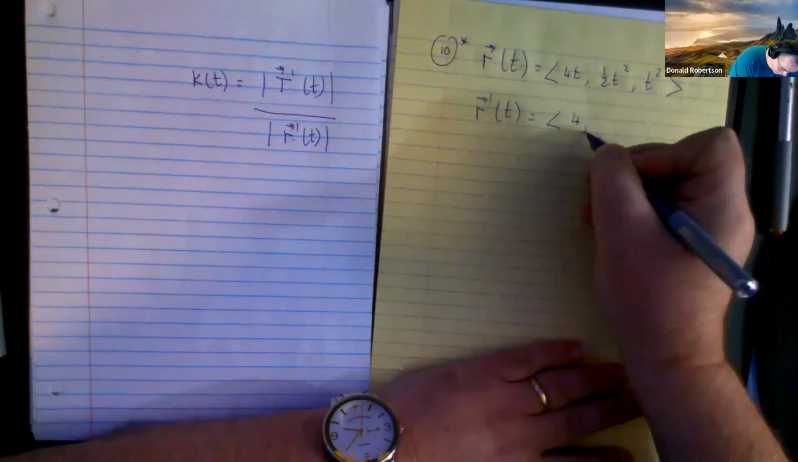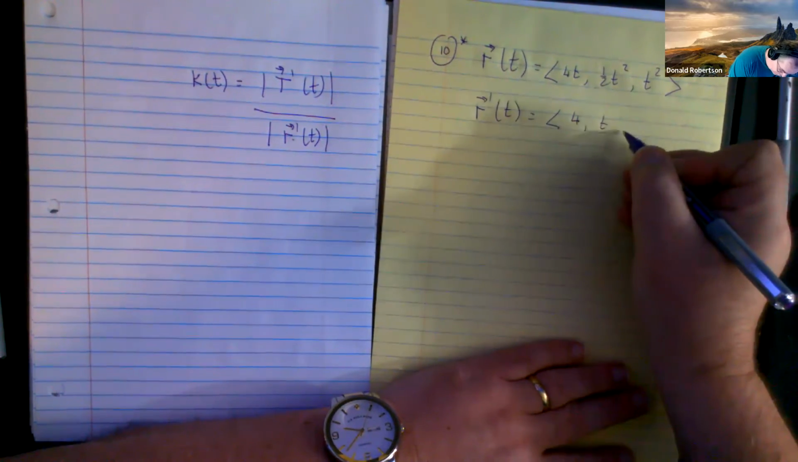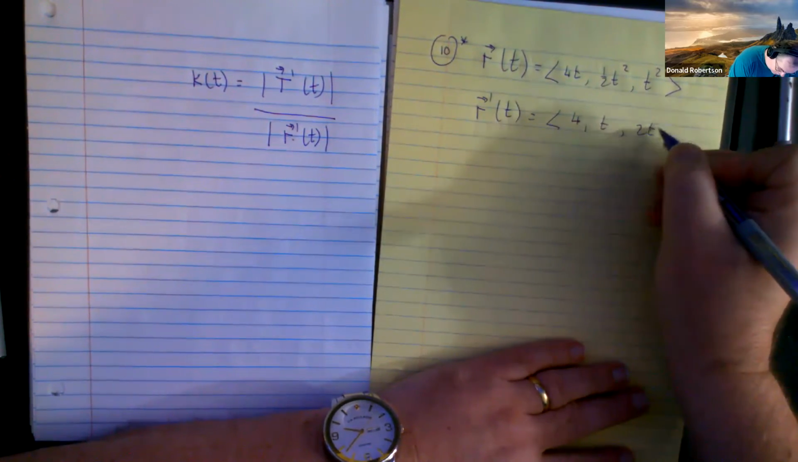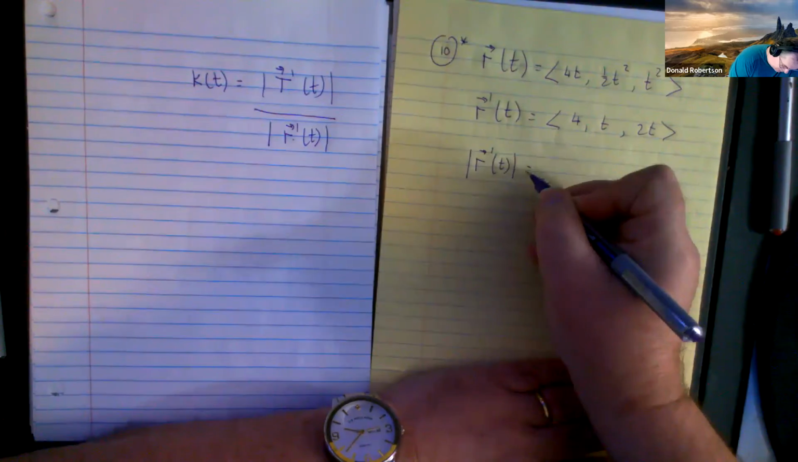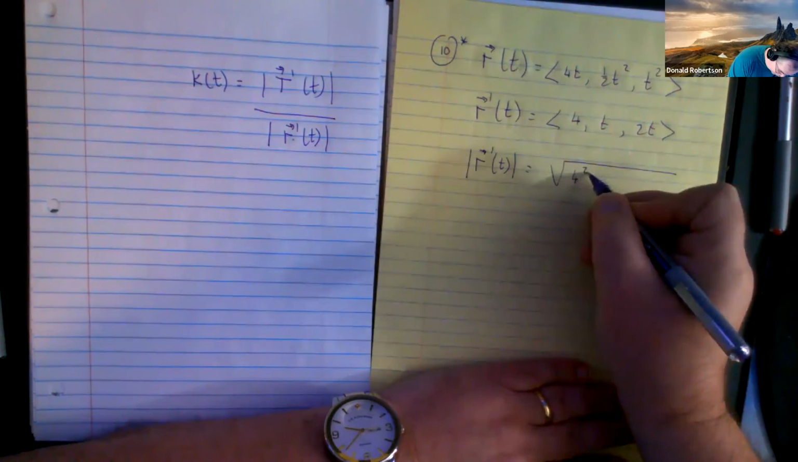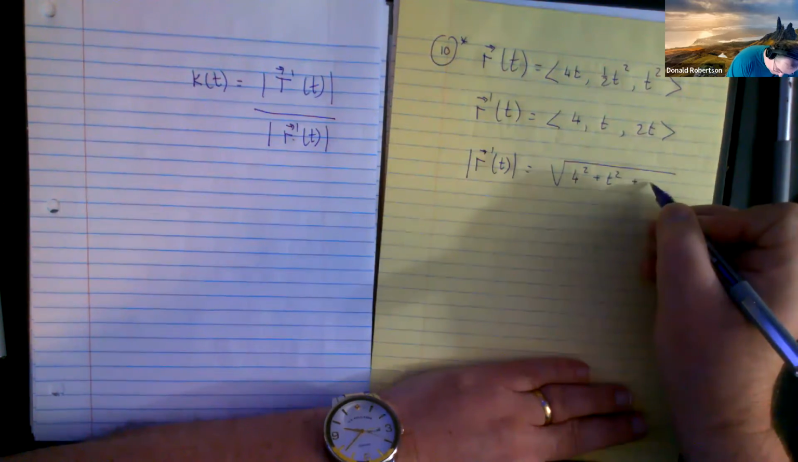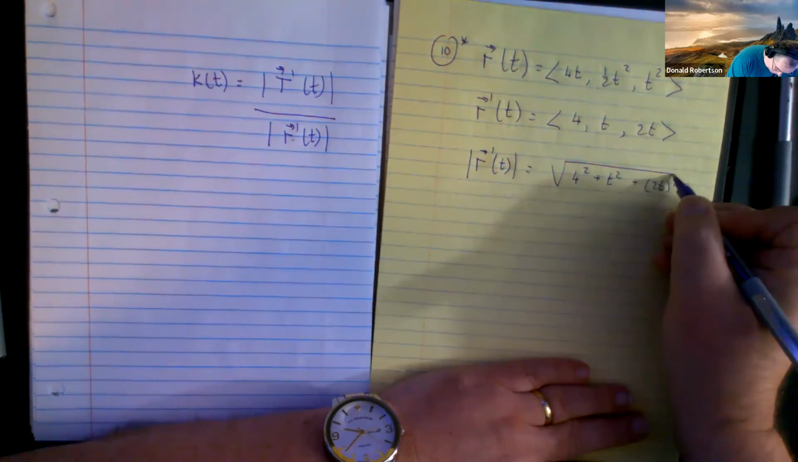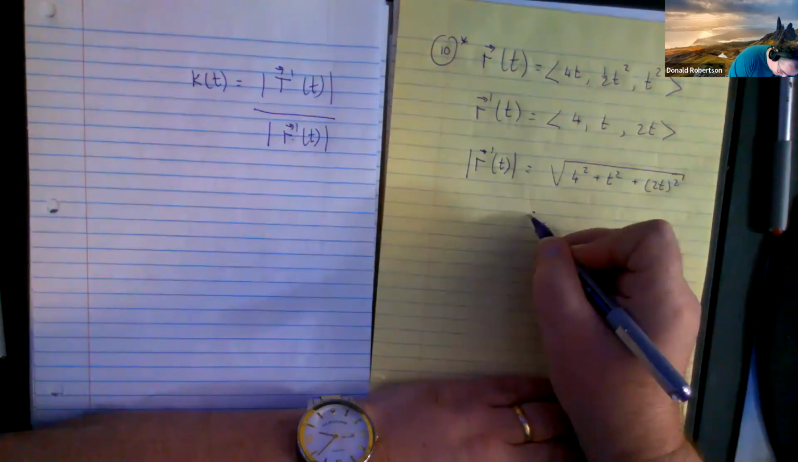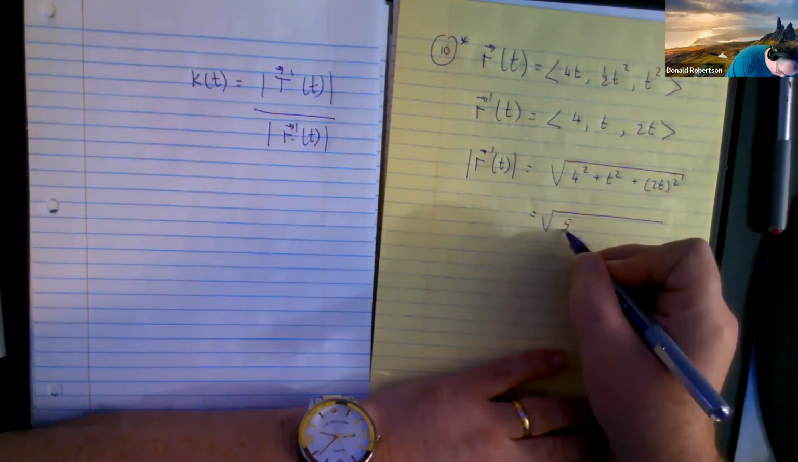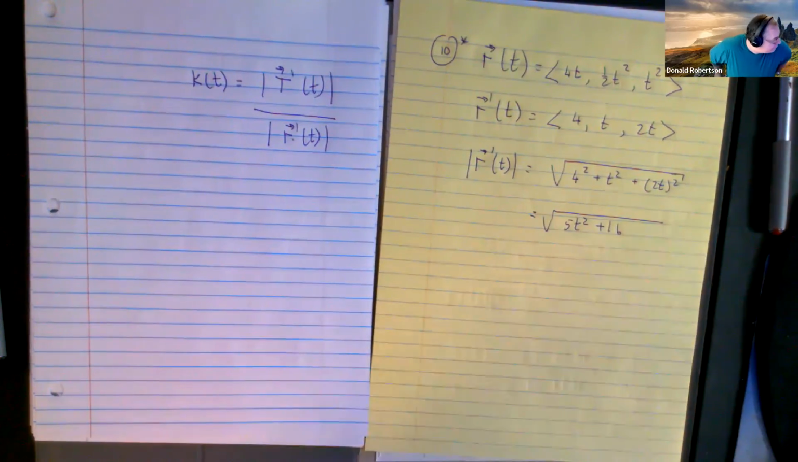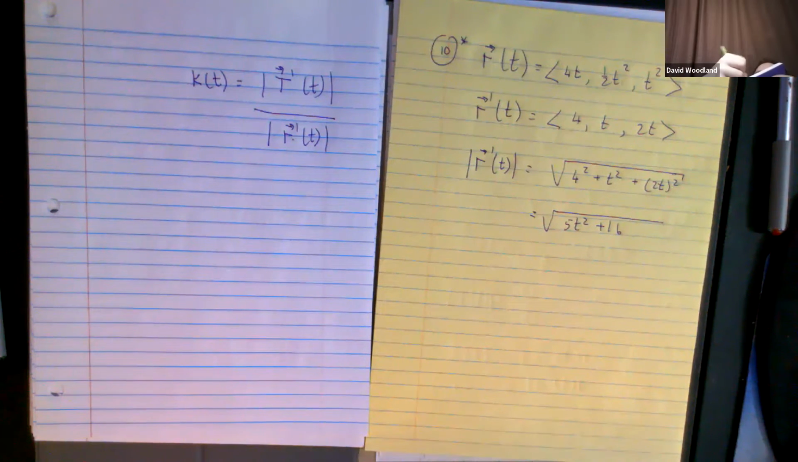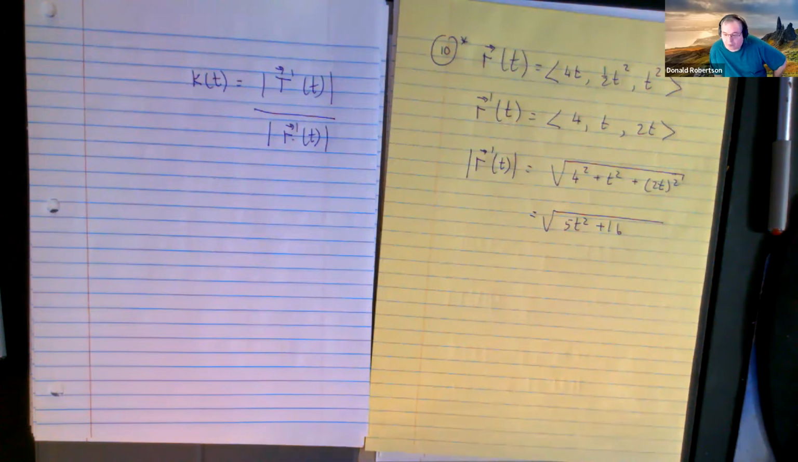Differentiate this guy, you get 4. Differentiate this guy and you get 2t. Differentiate this guy, you get 2t. The magnitude of this is the square root of 4 squared plus t squared plus 2t squared: 16 plus t squared plus 4t squared, which is 5t squared plus 16. Well, I guess we're in trouble. This is going to be ugly. Great.